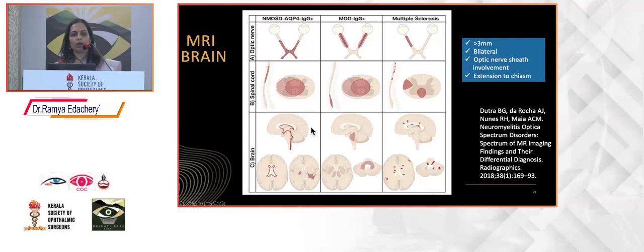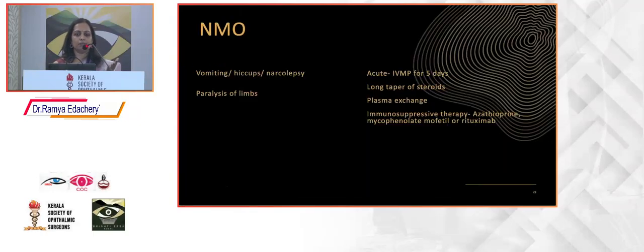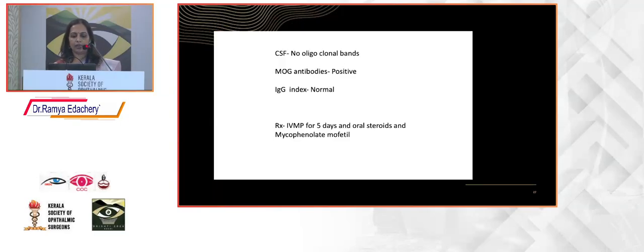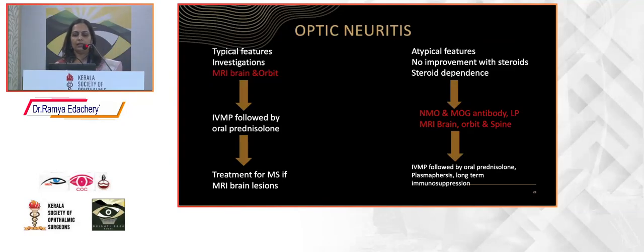And wherever the aquaporin 4 antibody is there, all these parts can get affected, and that's why leading to symptoms like vomiting, nausea and narcolepsy. So you should ask these symptoms in these patients. So I'm not going into the details, and in atypical cases you should send for all these antibodies, and this is how you treat.